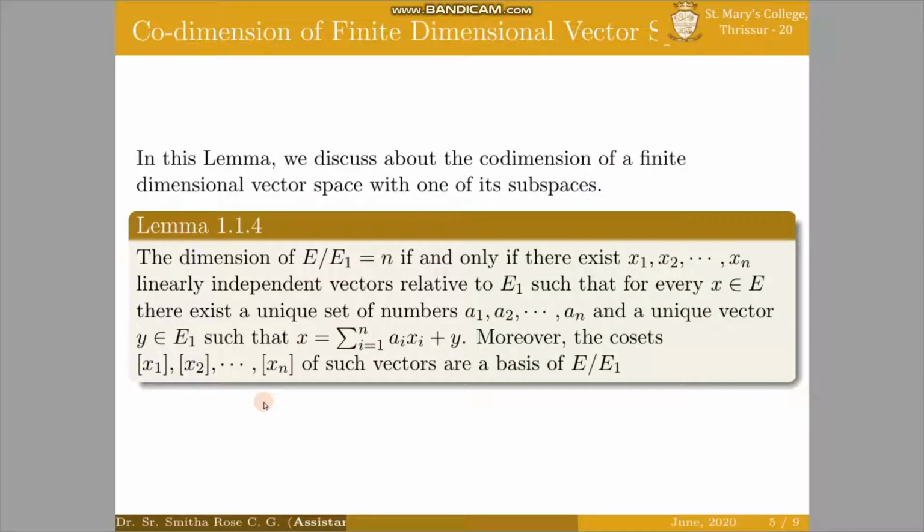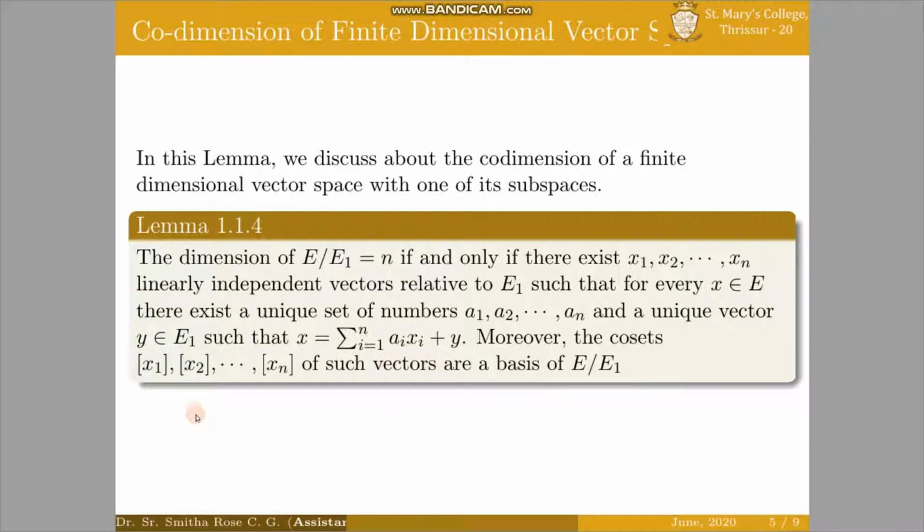Now we come to the codimension of finite dimensional vector spaces. We cannot find the dimension of infinite dimensional vector spaces, so we are constraining it to finite dimensional vector spaces. Here in this lemma, we discuss the codimension, and the lemma states that the dimension of the quotient space is n if and only if there exist x1, x2, etc. xn linearly independent vectors relative to E1, such that for every x element of E, there exists a unique set of elements a1, a2, etc. an, and a unique vector y from E1, such that x is equal to the summation i equal to 1 to n of ai xi plus y.